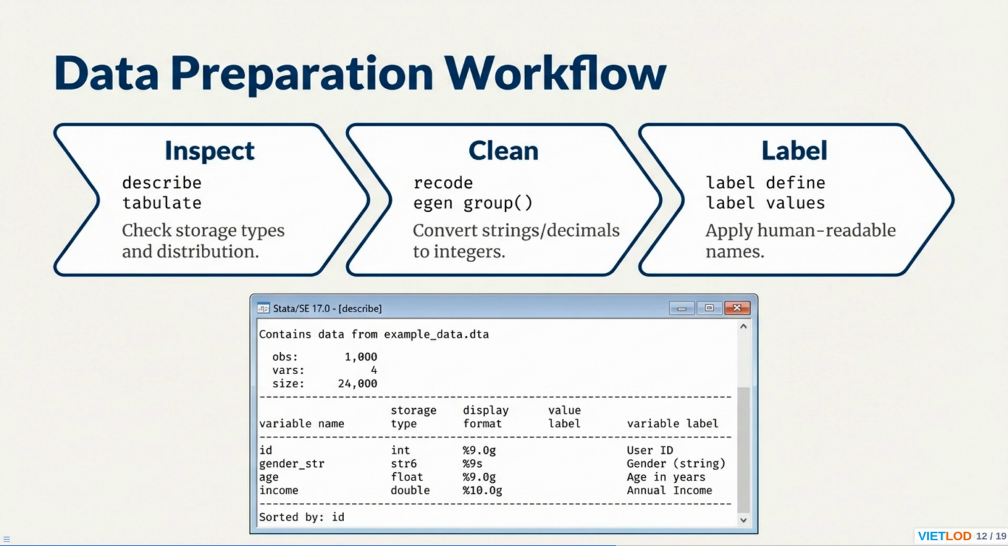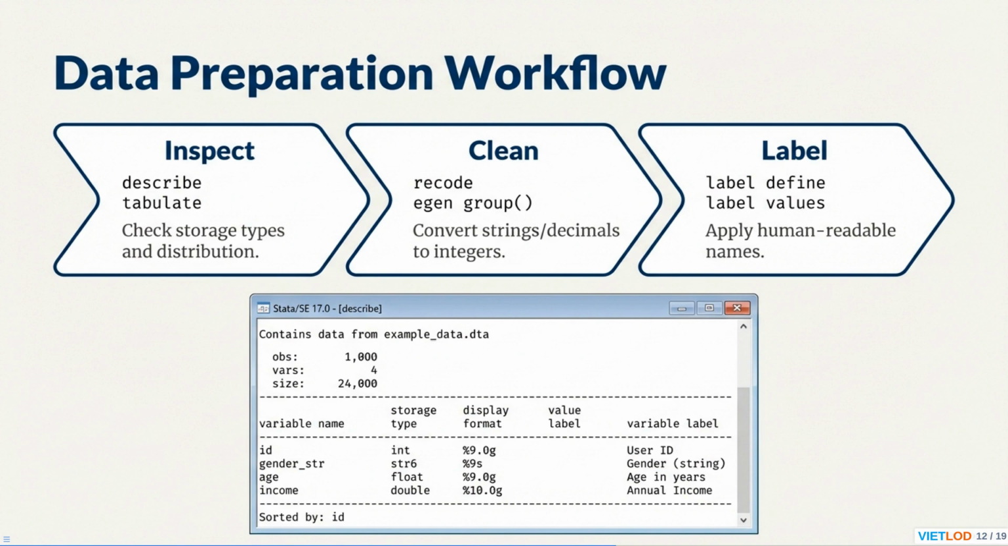Before we can apply these commands, we must prepare our data correctly. The first step is to inspect your data using describe and tabulate to check storage types. In the screenshot, we can see that gender string is a string variable, which won't work with factor variable syntax. Next, clean the data by converting strings or decimals to integers using recode or EViews grouping. This is essential because Stata's factor variable operators only work on non-negative integers.